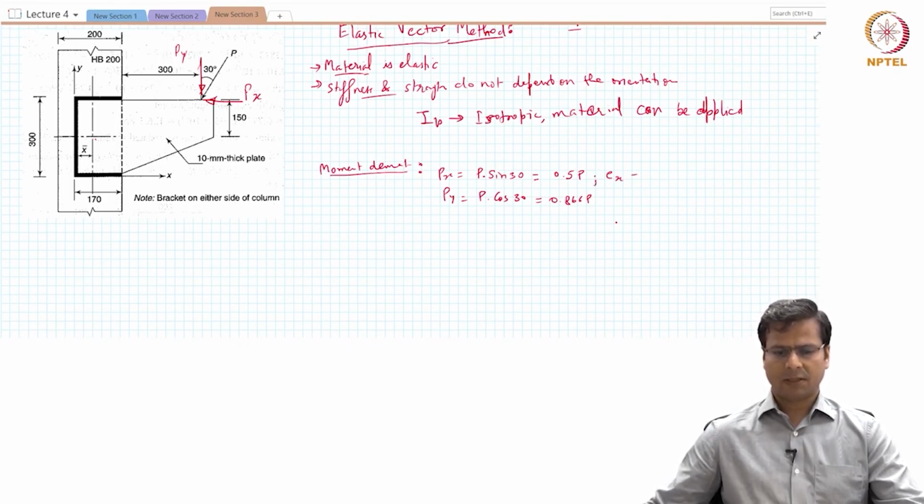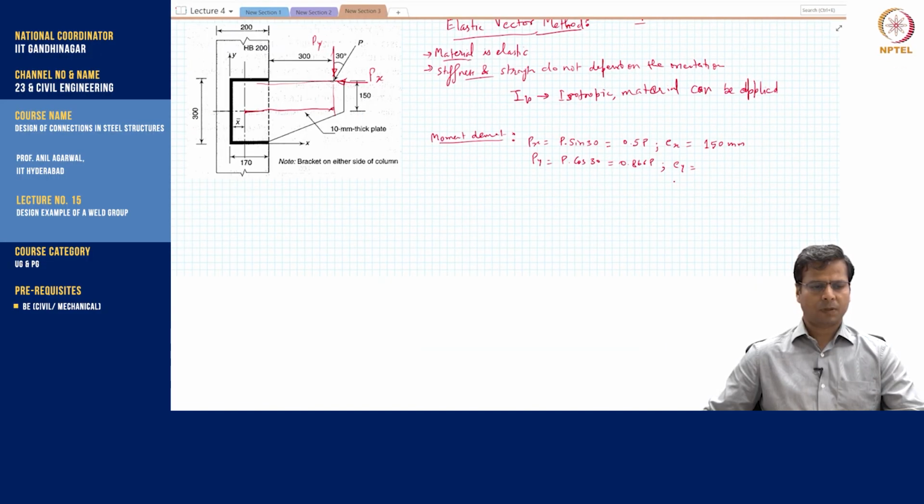So eccentricity Ex. Now Ex is the eccentricity which needs to be multiplied with Px. So this is the eccentricity Ex, even though it is in y direction. So Ex is equal to 150 millimeters from the centroid of the weld to the load. And Ey will be the eccentricity from here to the point of loading. This is Ey. How much is that? This is basically equal to this distance 300 millimeters plus this distance.